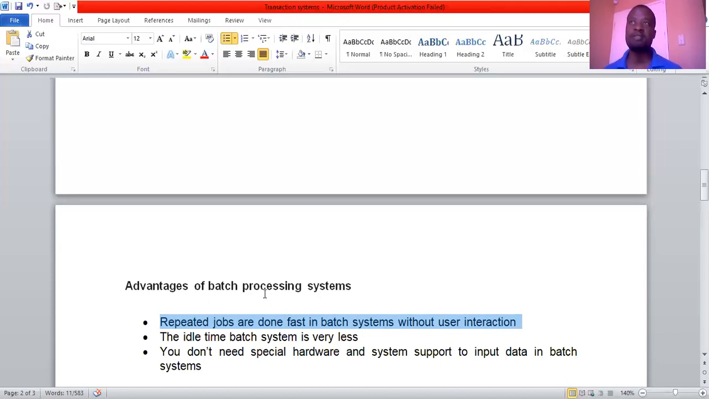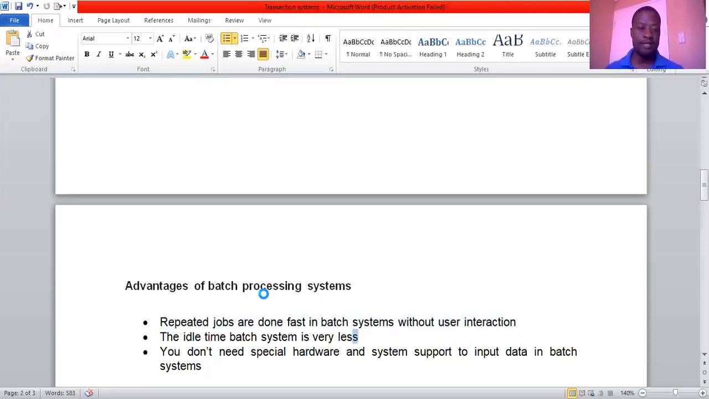So what does the system do? It collects this information or data, and then it stores it. Then it processes it according to how it's designed, like maybe at the end of the day, the end of the week, or the end of the month. So it doesn't need your intervention. It does this automatically, and it's done very fast since everything is in place.